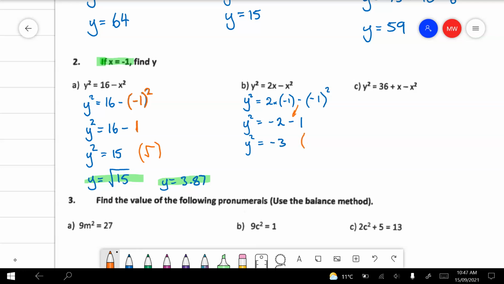Balance method, let's square root both sides to get rid of that squared. That would make y equal the square root of negative 3. And here's a problem, because you cannot have a negative number square rooted, because no number multiplied by itself will give a negative answer. So the correct answer to this one is no solution.